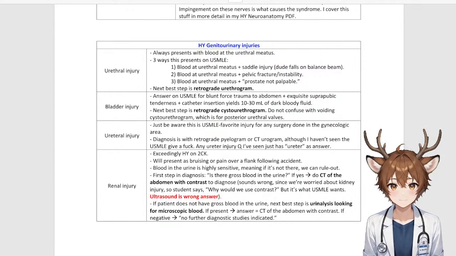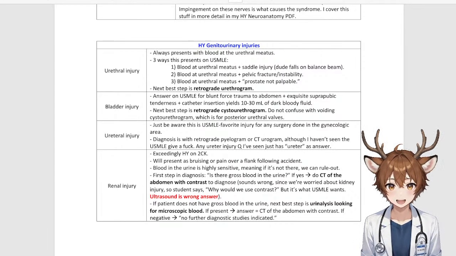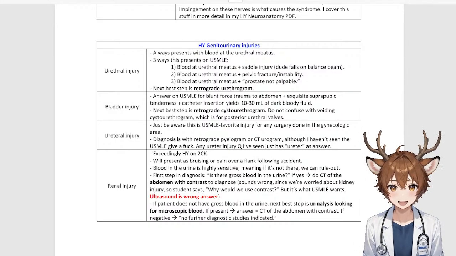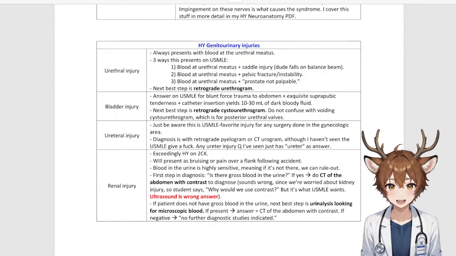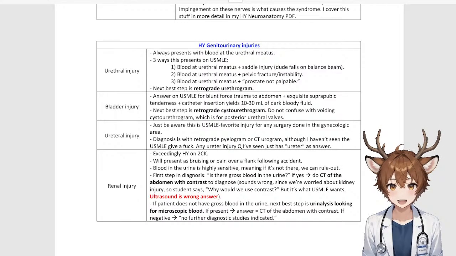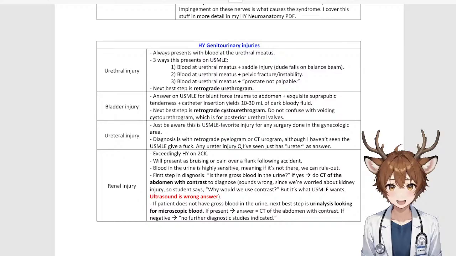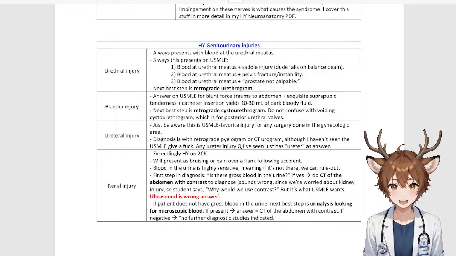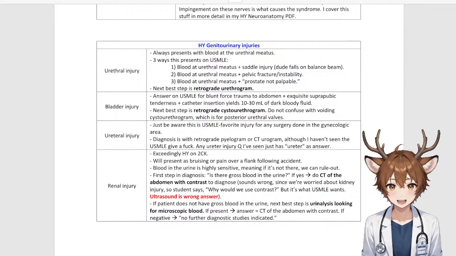Ureteral injury. Just be aware this is USMLE's favorite injury for any surgery done in the gynecologic area. Diagnosis is with retrograde pyelogram or CT urogram. Although I haven't seen the USMLE care, any ureter injury question I've seen just has ureter as the answer.